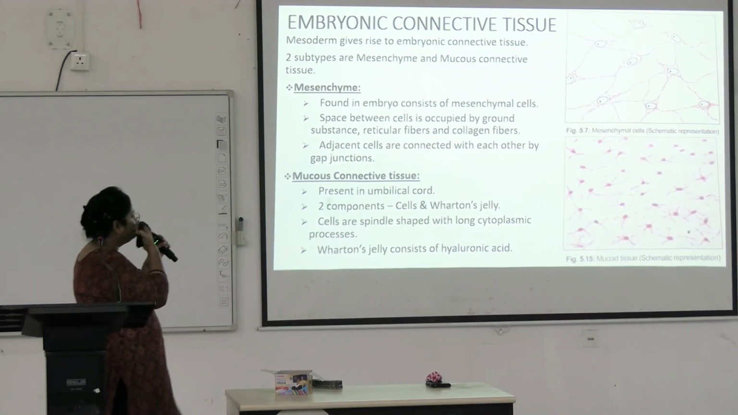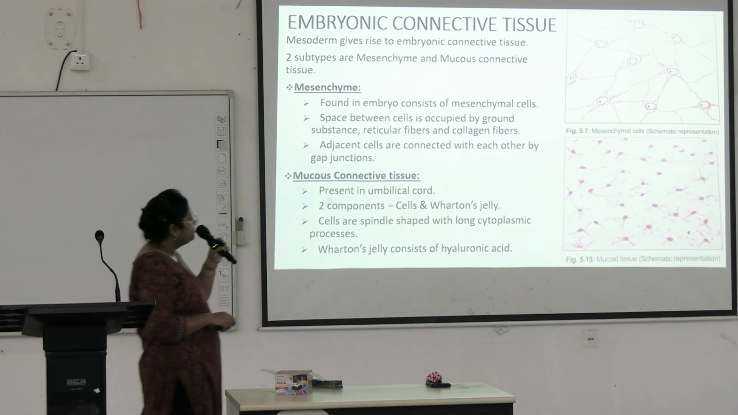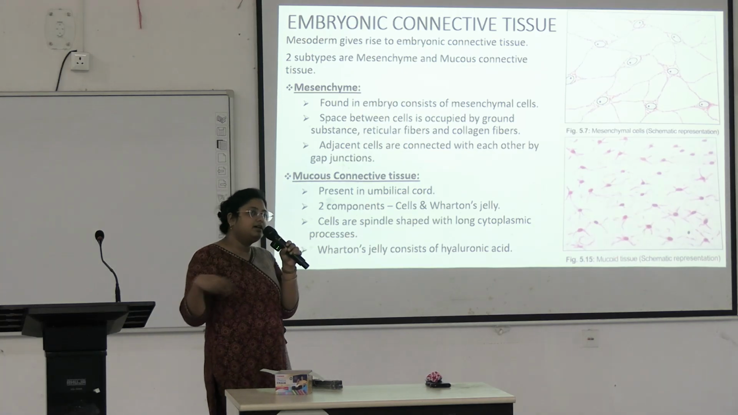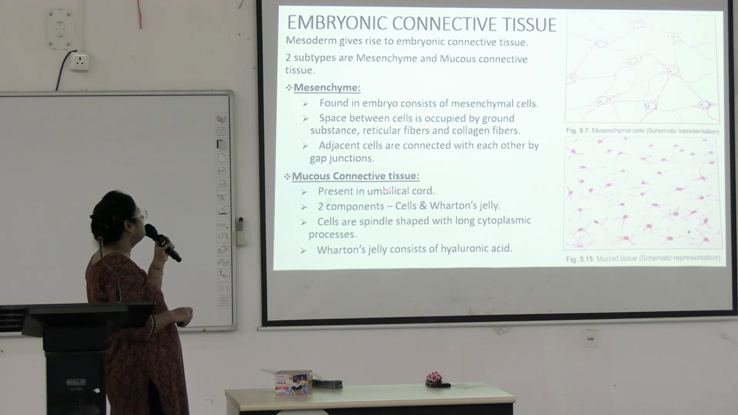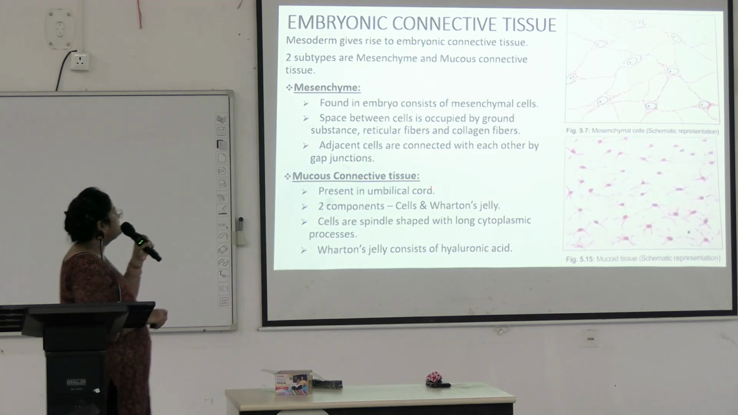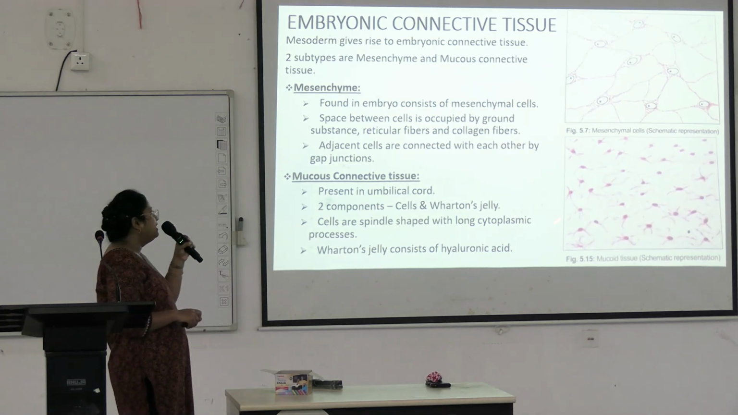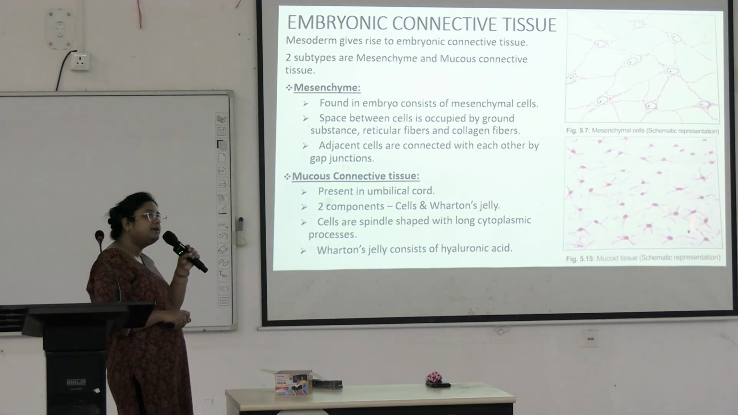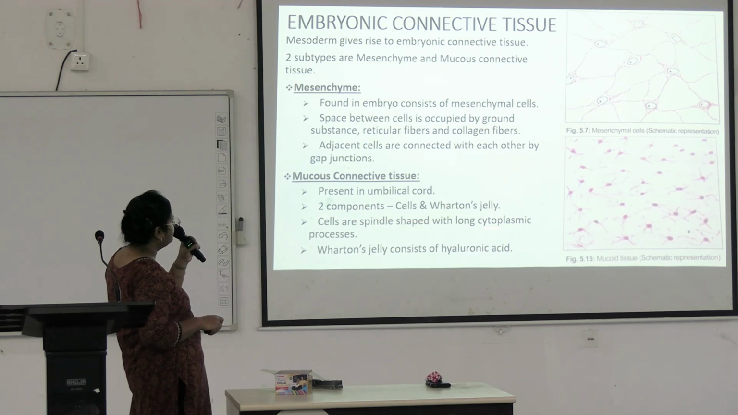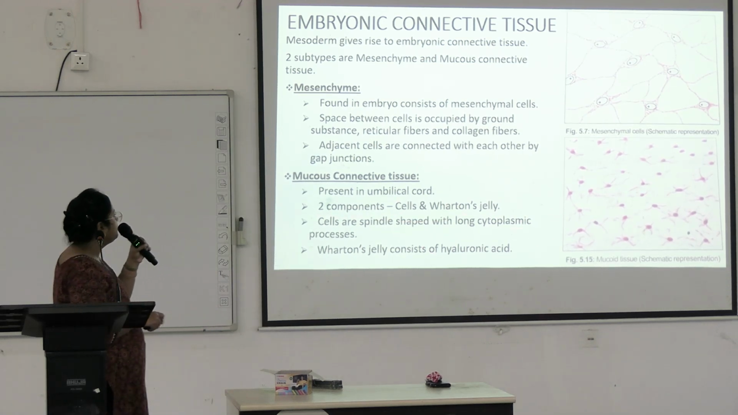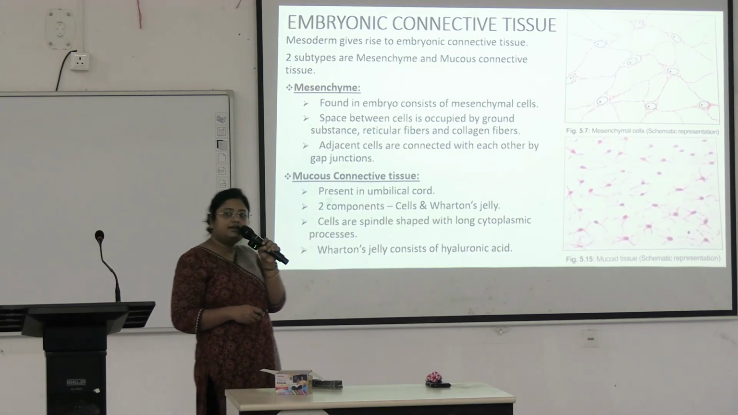Next is mucous connective tissue. This is present in the umbilical cord. See, this is Wharton's jelly, which is the mucoid tissue of the umbilical cord. Two components are there, cells and Wharton's jelly. These are the nuclei of the cells. They have multiple processes, and the rest, the white or slightly pinkish part, forms the Wharton's jelly. Cells are spindle shaped with long cytoplasmic processes, and Wharton's jelly consists of hyaluronic acid. Okay, understood?